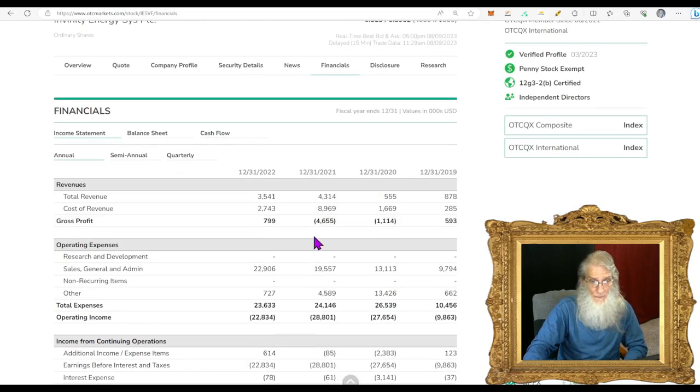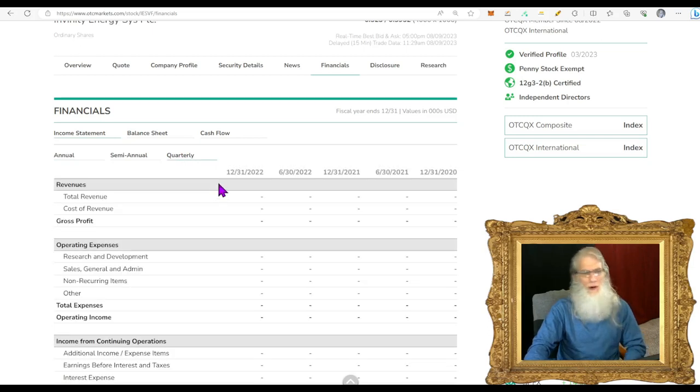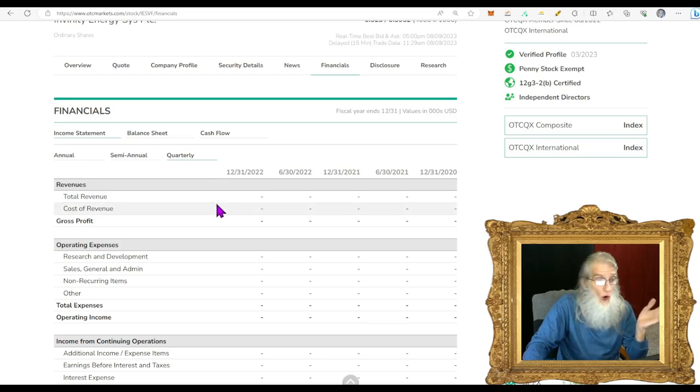Financials for the company. They were down 4 years, 3 years ago kicked up to 4.3 million, but look at all the money they were losing in 2021. 2022, they're at 3.5 million for revenues, and they got to keep about 800,000, which is a heck of a lot better than the year before. Looking at the quarterly, now what is going on here? This is on the QX. I don't know why there's no quarterlies over here.